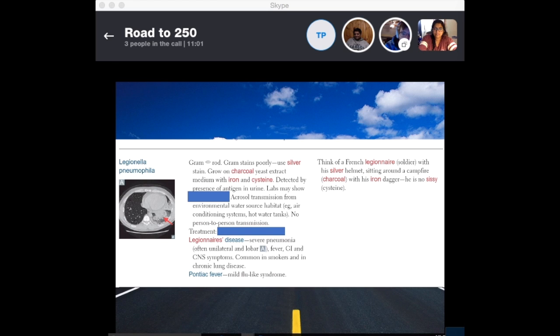So you use urine antigens, and the labs may show what? Their potassium levels. Altered. Not potassium. Sodium? Which way, up or down? Increased sodium? Low sodium. Hyponatremia.